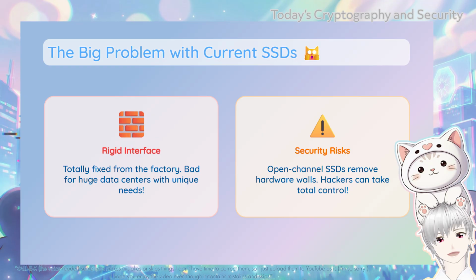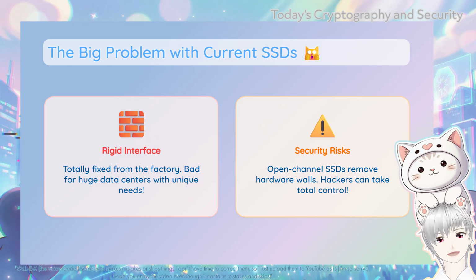Why is this a big deal? You might be asking yourself right now. Different software applications, like huge data centers or secure cloud servers, have very different and unique needs. When they are forced to use the exact same fixed interface as everyone else, they suffer from bad performance and missing security features.